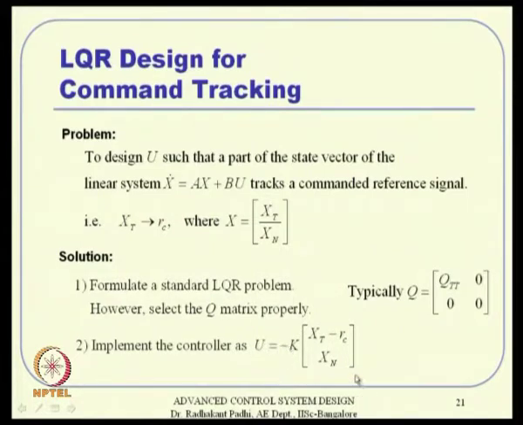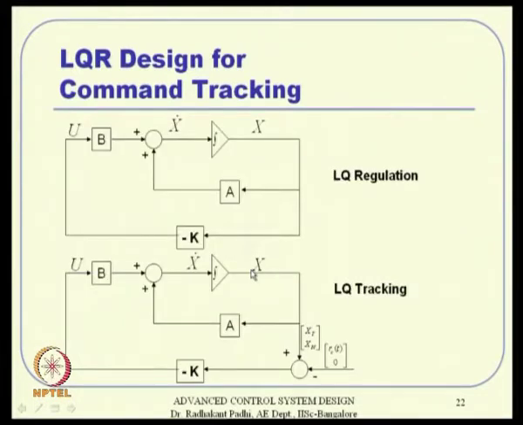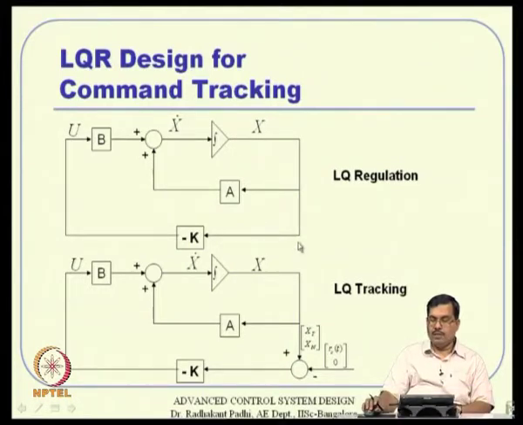So, u equal to minus Kx, where x is xt and xn. Instead of making it simply xt and xn, the first part you change to xt minus rc, and then xn as is. If you operate it that way, then xt will go to rc, and pictorially you can visualize it like this. The LQ regulation problem operates this way. But in the tracking problem there is a summation block where xt minus rc is what will be fed to the gain matrix.